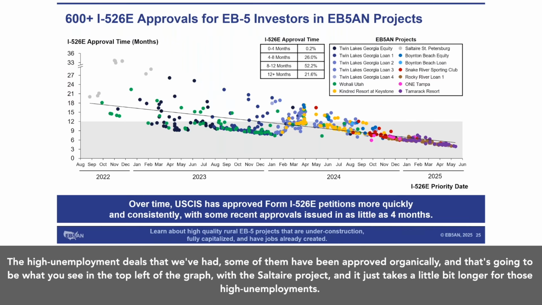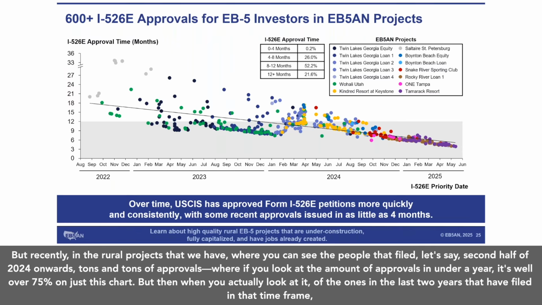The high unemployment deals that we've had, some of them have been approved organically, and that's what you see in the top left of the graph with the Saltaire project. It just takes a little bit longer for those high unemployments. But recently, in the rural projects, for the people that filed, let's say, second half of 2024 onwards, tons and tons of approvals, where the amount of approvals in under a year is well over 75% on just this chart.